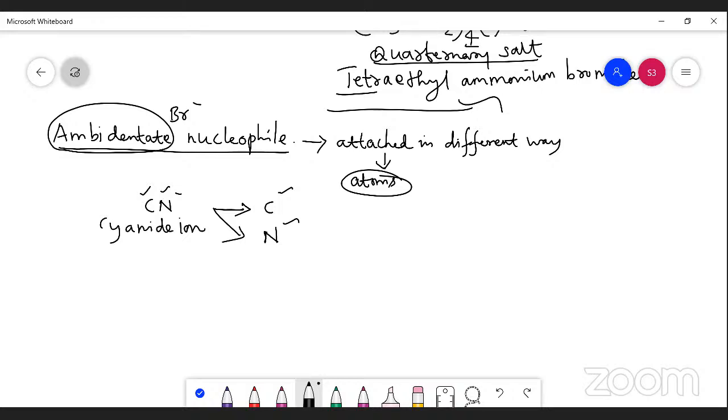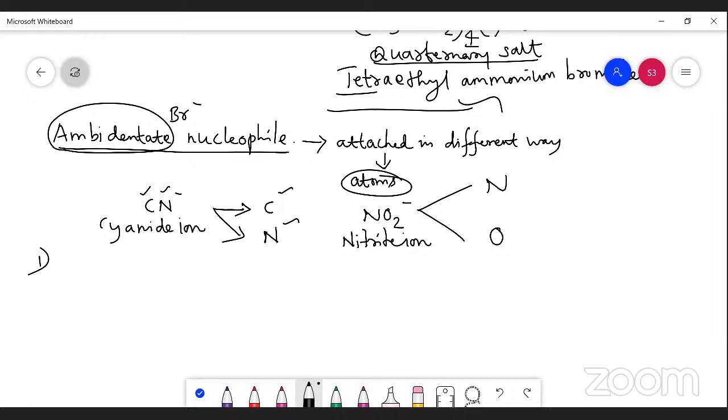Okay, so like one example. Suppose I give nitrite, because that's why the two ligands we are going to discuss. Nitrite ion. If I take a nitrite ion, see, there are two possibilities. Nitrogen can be attached, oxygen can be attached. Okay, so let us see the reaction, how this atom should be attached in different ways.